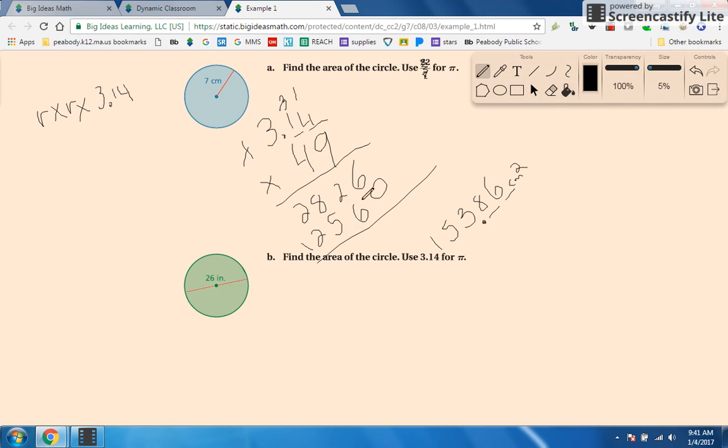Now with the bottom one, they're giving you the diameter, remember, and you need the radius, which is half of that. So you've got to figure out what half of 26 is first, so you can get your radius. Once you have your radius, it's radius times radius times 3.14. Okay, so pause and see if you can figure out that one.